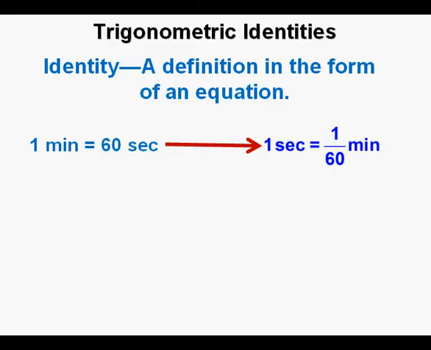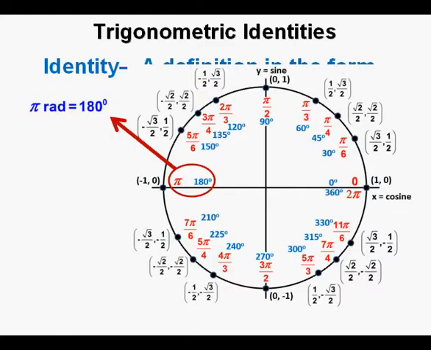And from this very obvious identity, we can develop yet another identity by dividing both sides of this equation by 60, and that is 1 second equals 1/60th of a minute. So we took a very obvious identity and using basic algebra created yet another identity, perhaps one that is not quite so obvious.